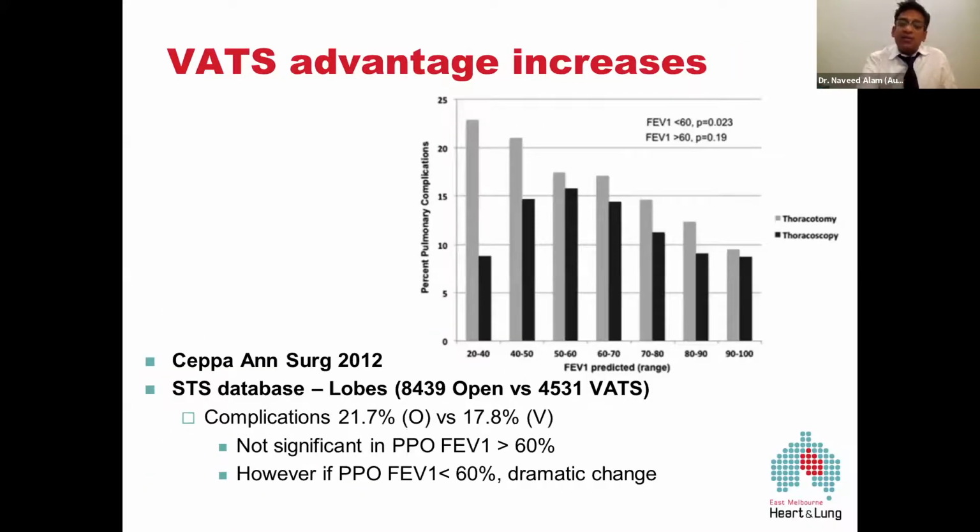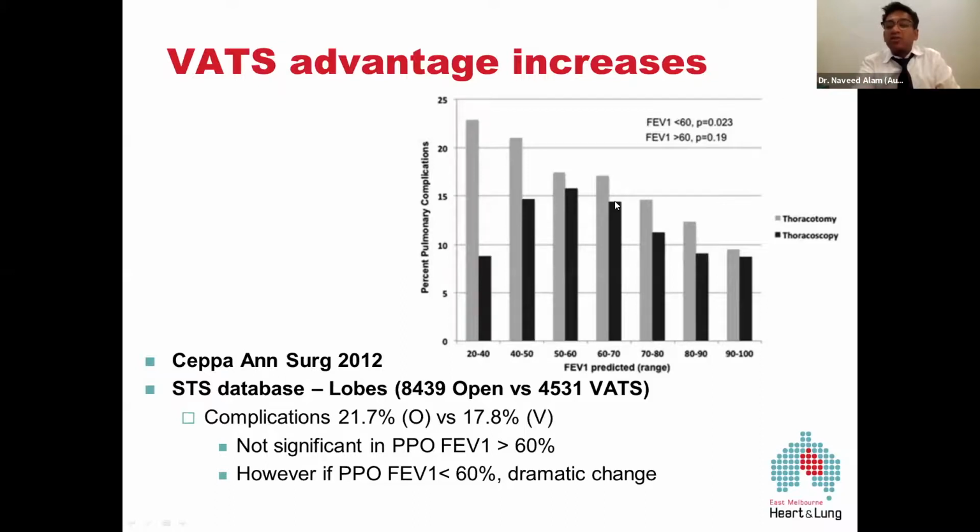And similarly here, this is a much bigger paper now. We're looking at an STS database, a set of 12 or 13,000 patients, and they looked at lobectomies that were done in the US in 2012, 8,500 open versus 4,500 VATS. Again, you can see that there were complications, 22% open versus 18% VATS, a small difference, but here's where it's important. If your postoperative FEV1 was greater than 60%, then it didn't matter. That's these bars on the right. Whether you had a thoracotomy or a VATS, your complication rate was about the same.